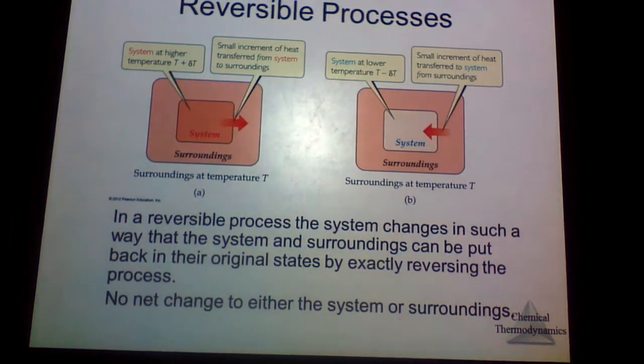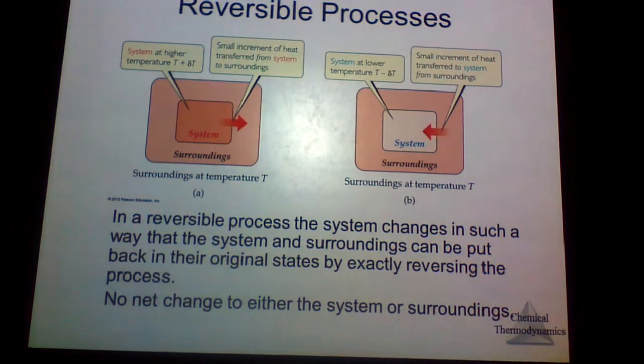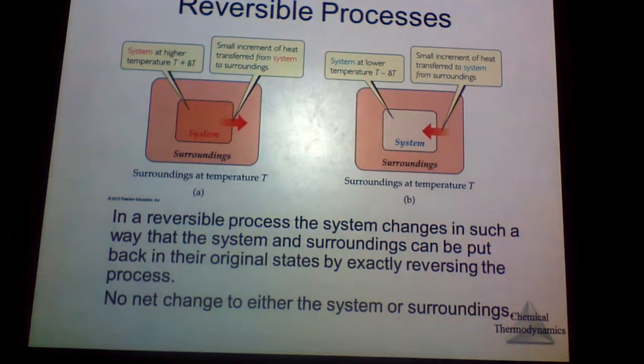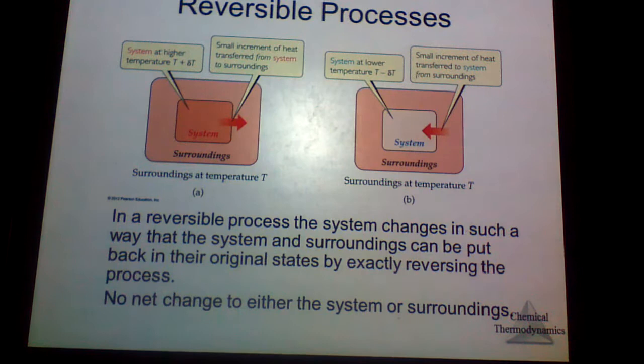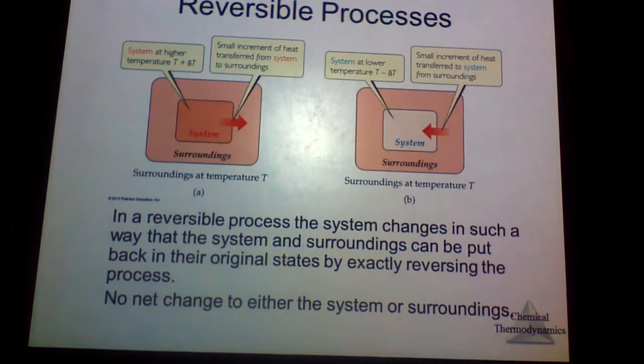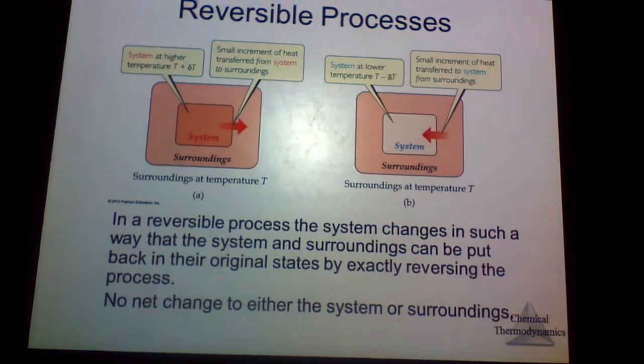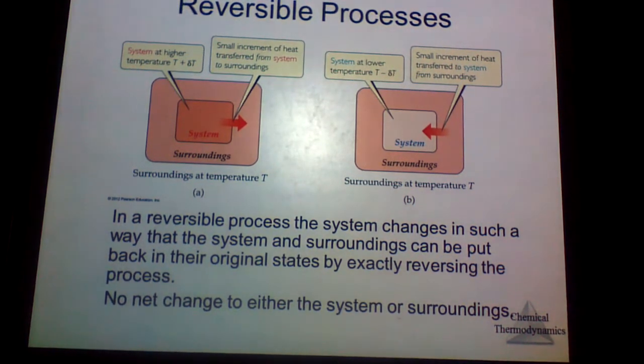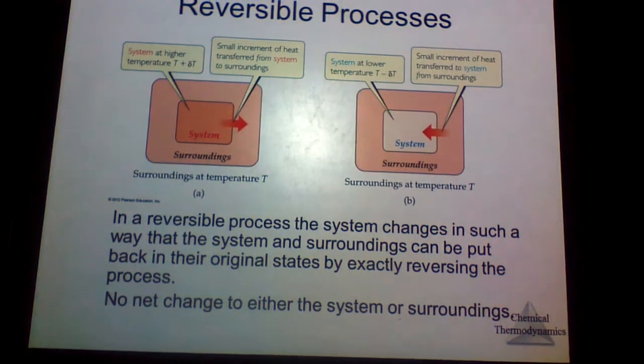Let's just go with an easy example. I can easily change liquid water into ice by putting it in the freezer. Or I can easily reverse that process and get the water back by taking the ice I just made out of the freezer and leaving it out at room temperature, raising the temperature, and now getting liquid water. So ultimately there's no net change to either the system or the surroundings.